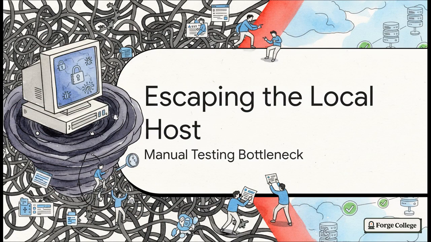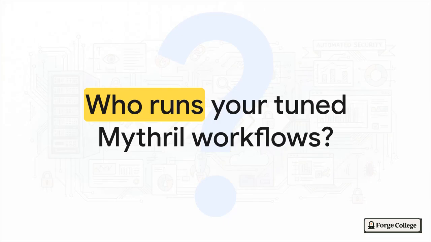So, picture this. You've tuned your Mythril workflows perfectly. The false positives are gone. The constraint sets from your symbolic traces are feeding beautifully into your targeted checks. It's a work of art. But here's the million-dollar question.